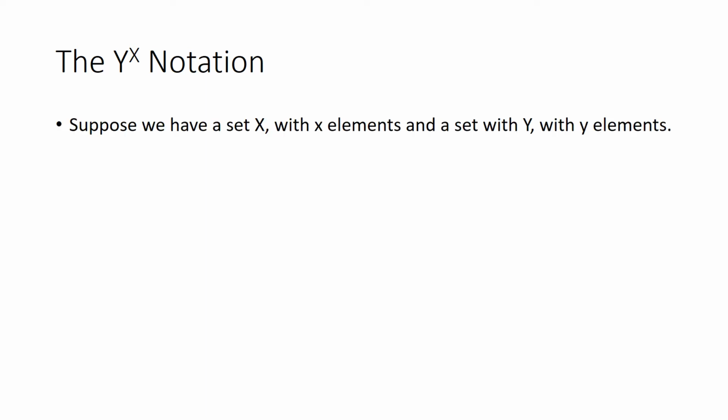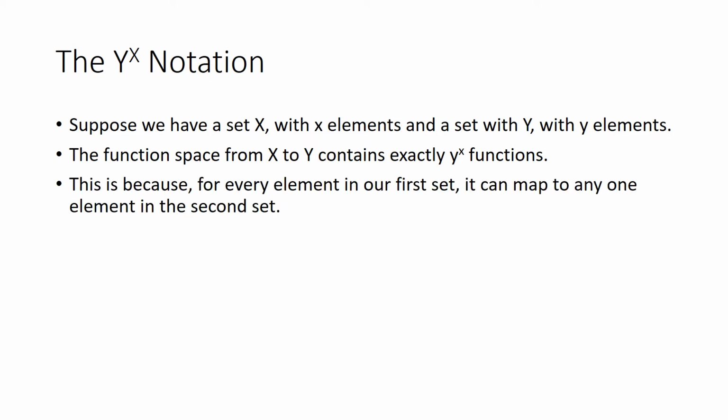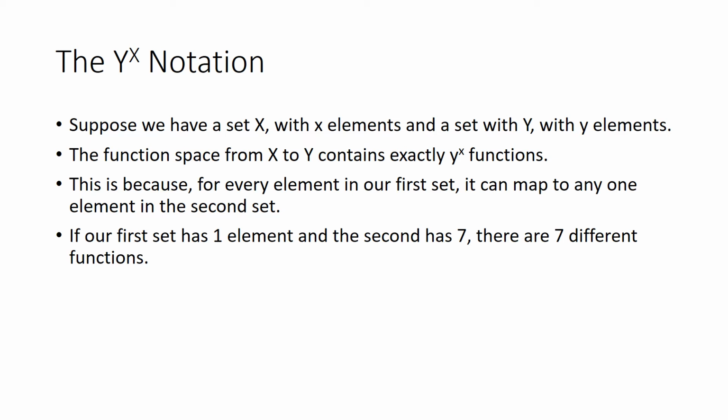Now, another thing that you need to understand is the y to the x notation. So suppose we have a set x with little x elements and a set y with little y elements in it. The function space from x to y contains exactly little y to the little x functions. And that's because for every element in our first set, it can map to any one element in the second set. So an example of this, if our first set is a singleton containing one element, and our second set contains 7 elements, then there are 7 different functions.